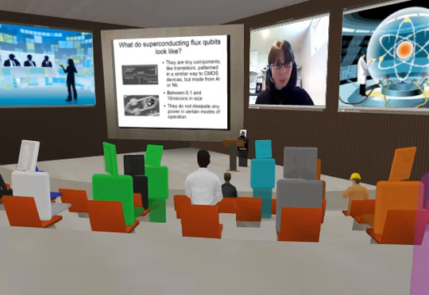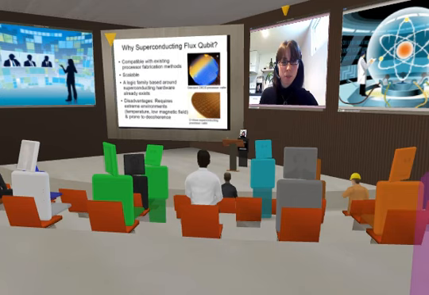I noticed someone says it looks like a double exposure. That's because it is. The way they make the junctions, the qubits, is by doing a double exposure of the material, which is pretty cool. Okay, so let's just move on.